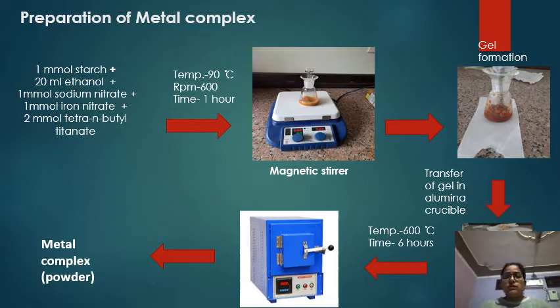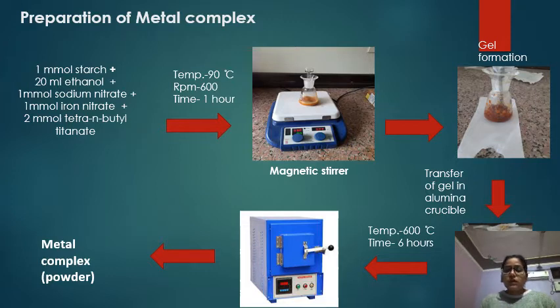This mixture was converted into a semi-solid compound. This semi-solid compound was transferred to the muffle furnace and kept for 6 hours at a temperature of 600 degrees Celsius. The resultant product was crushed to get the metal complex in the powder form.